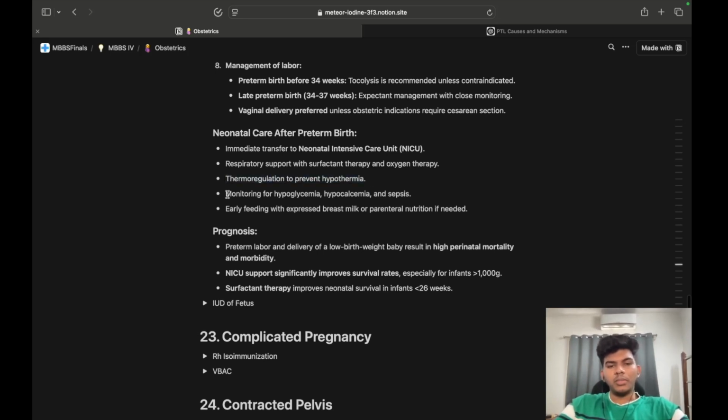Thermoregulation to prevent hypothermia, monitoring for hypoglycemia, hypocalcemia and sepsis, early feeding with expressed breast milk or parenteral nutrition if needed. So all of these things are for newborn care after preterm birth.